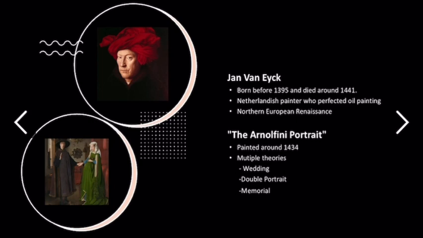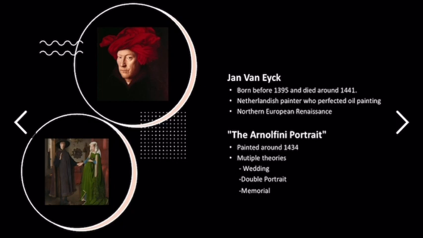The Arnolfini portrait was painted around 1434 by John van Eyck and is one of European art's most famous paintings. It features an Italian merchant couple in 15th century Bruges showcasing their wealth. There are many theories suggesting what the portrait could be about. Some of these theories include a wedding portrait, a double portrait, or a memorial commemorating the dead wife.